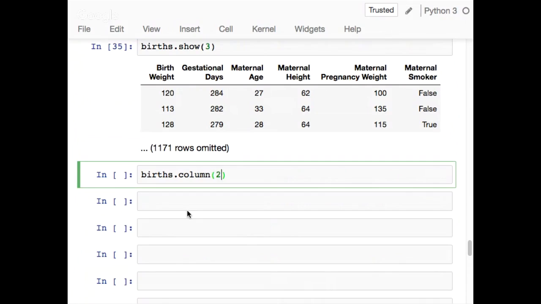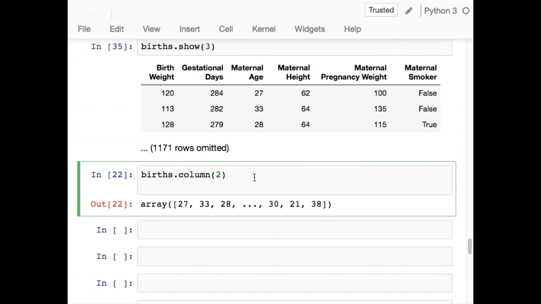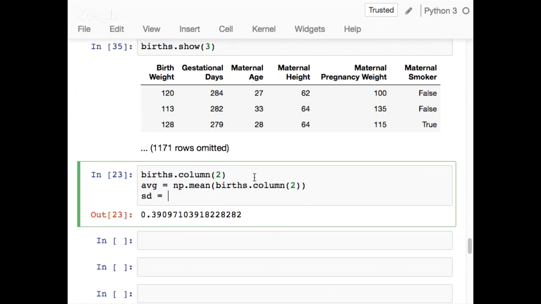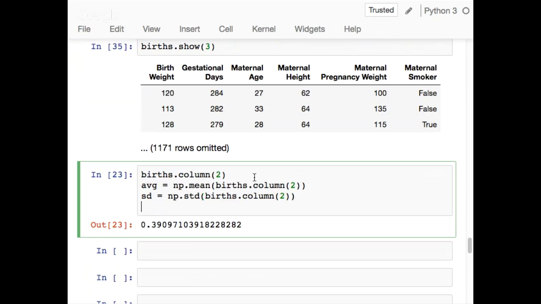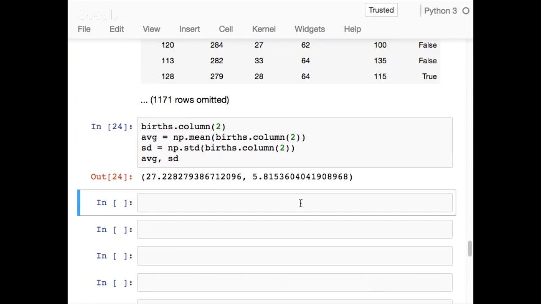Let's take column number 2 for maternal age. So there are the values in there. What I'm going to do is convert them to standard units and then plot them, so you can see what they look like. So I'm going to take the births average. I believe the average is still, nope, it got changed. The average is np.mean of that, and the standard deviation is np.std of that. So here I have the average and standard deviation, as we've done before.